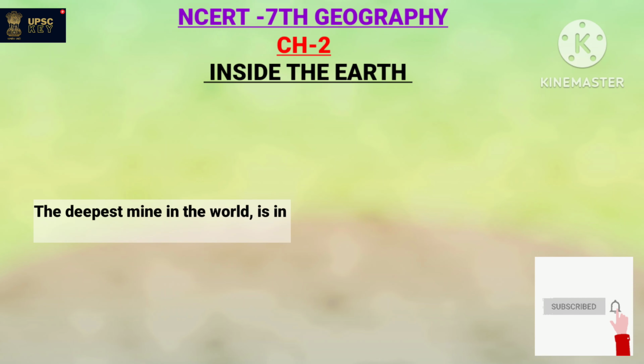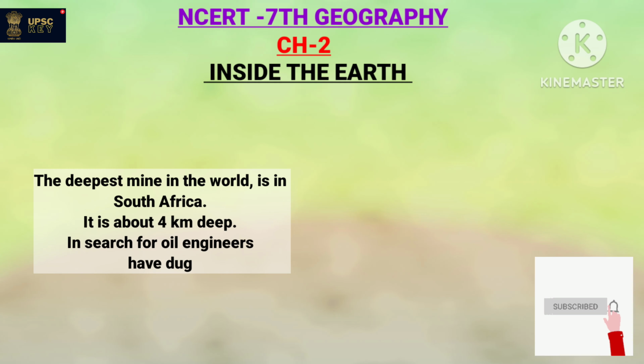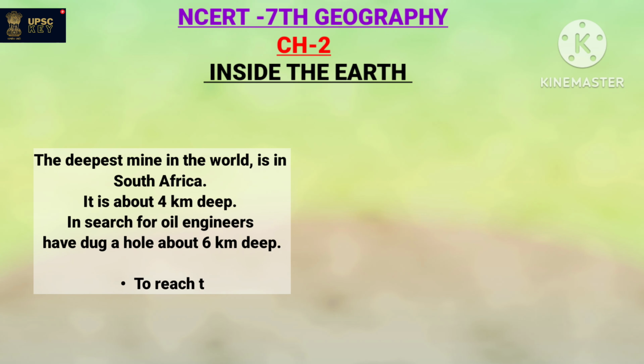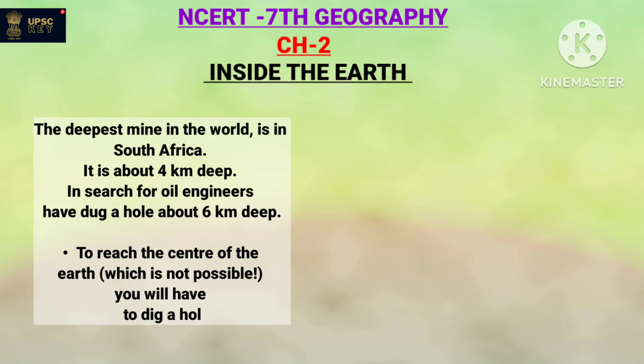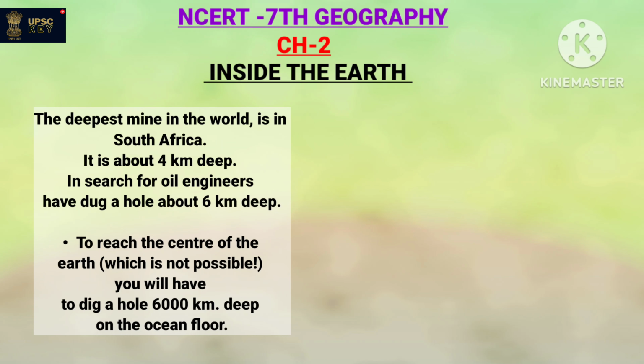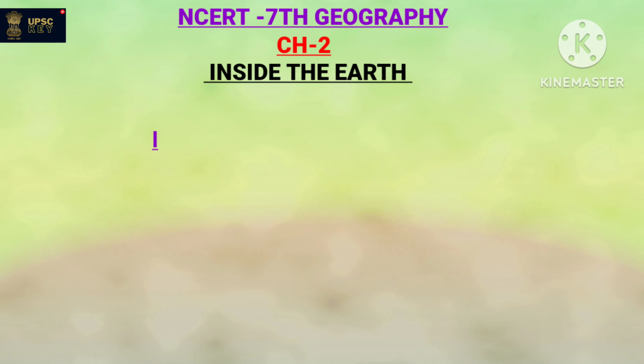The deepest mine in the world is in South Africa. It is about 4 km deep. In search of oil, engineers have dug a hole about 6 km deep. To reach the center of the earth is not possible, because you would have to dig a hole 6,000 km deep. The deepest mine is the Mponeng gold mine located at Johannesburg, South Africa, with an operating depth of 4 km.